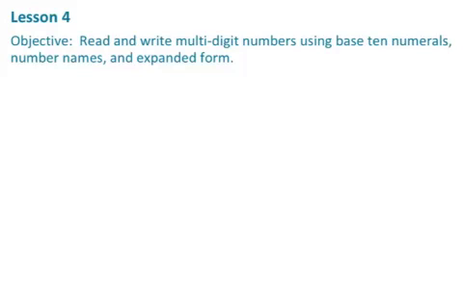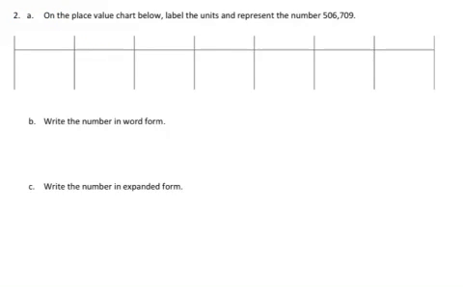This is grade 4, module 1, lesson 4, and the objective in this lesson is to read and write multi-digit numbers using base 10 numerals, number names, and expanded form. So we're going to look at homework problem number 2, and it says on the place value chart below, label the units and represent the number 506,709. And then we're going to write it in word form and expanded form.